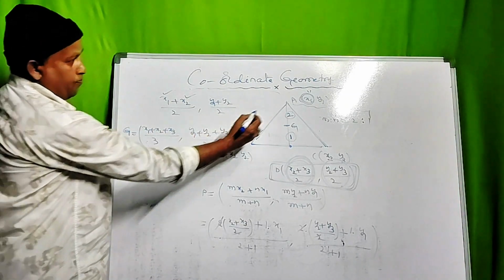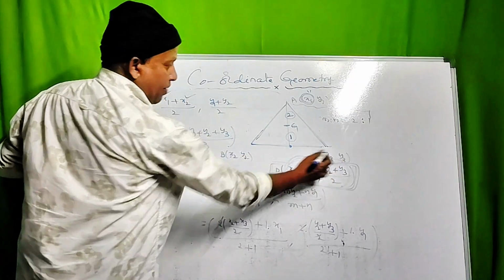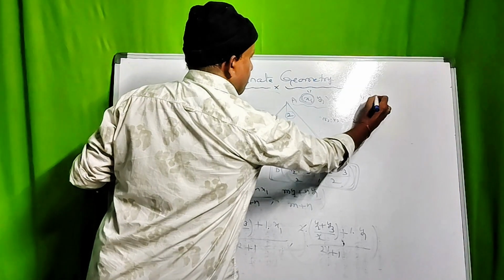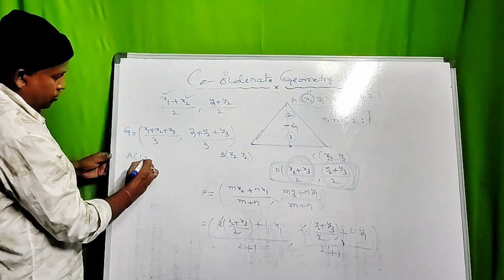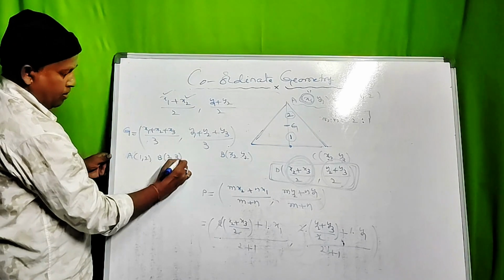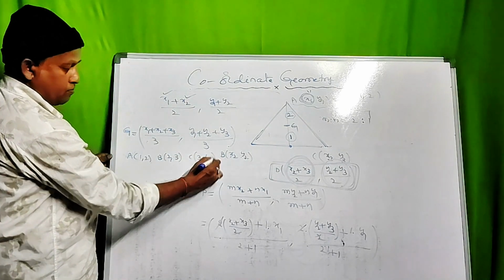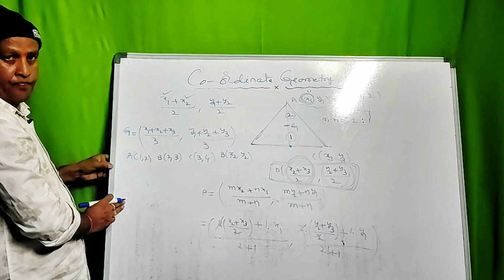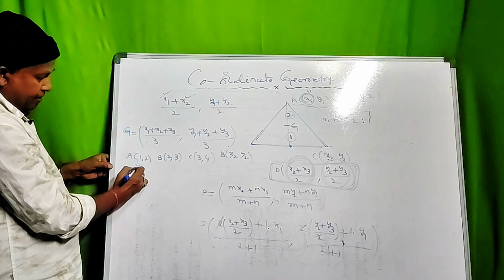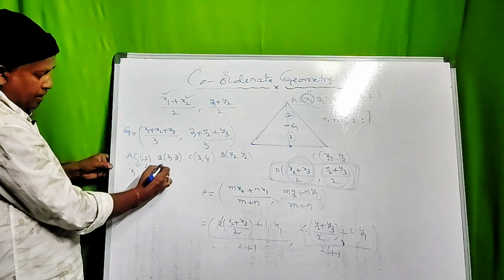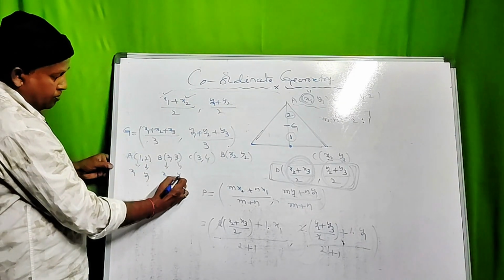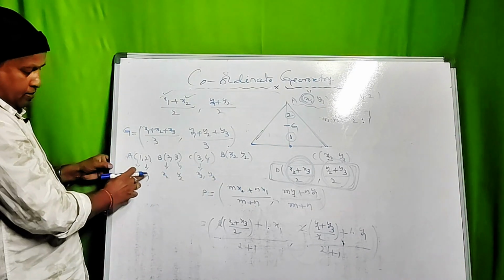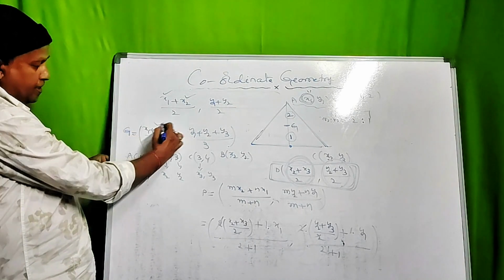For example, it is x1 y1, x2 y2 and x3 y3, right? Let me give you one example. A is 1 comma 2, B is 2 comma 3, C is 3 comma 4. It is very clear, x1 y1, x2 y2, x3 y3. I repeat once. It is x1 y1, it is x2 y2, and it is x3 y3. Right? Is it clear? Okay, just replace now.